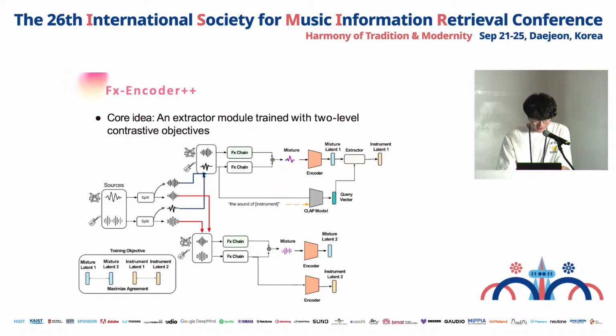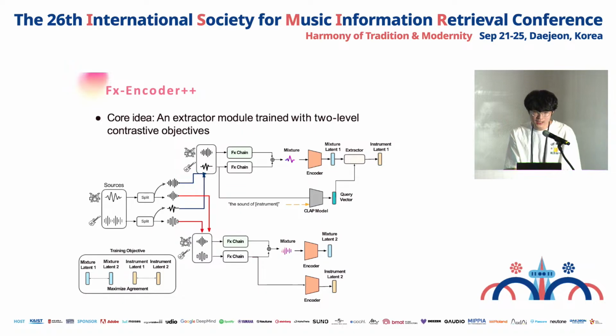And that's what we want. We want our encoder to focus only on the audio effects information. So our first training objective is to maximize the agreement between the latent representation of these two mixtures using SimCLR-based contrastive learning. So in the picture, I will try to maximize agreement between mixture latent 1 and mixture latent 2.